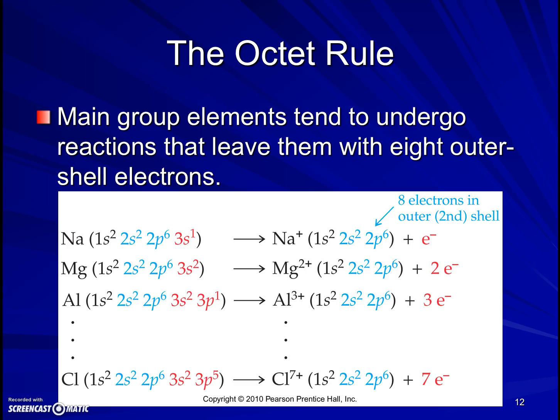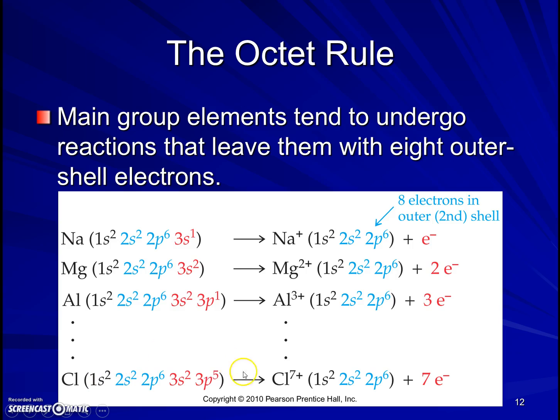Now what we're going to notice is that main group elements, ones in the first 2 and the last 6 columns of the periodic table, tend to undergo chemical reactions that leave them with 8 valence electrons. For example, sodium will give up an electron. The electron it gives up is a 3s, and what's left is the highest energy level is now level 2, and there are 8 electrons on it. We're left with a noble gas configuration, or 8 valence electrons.